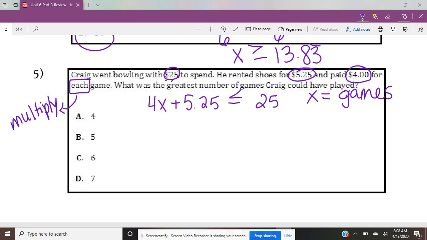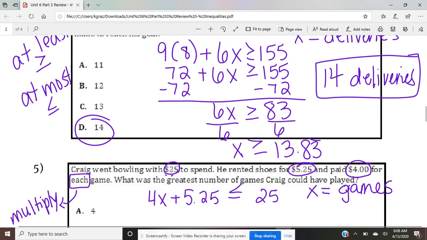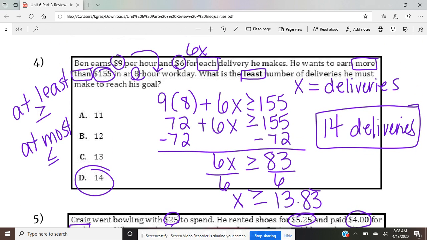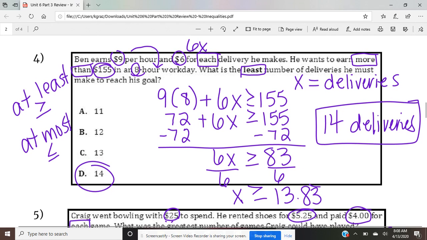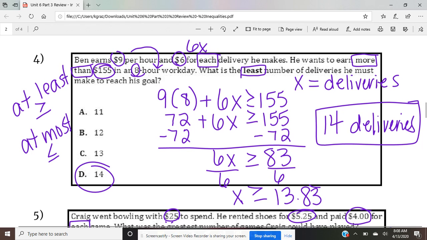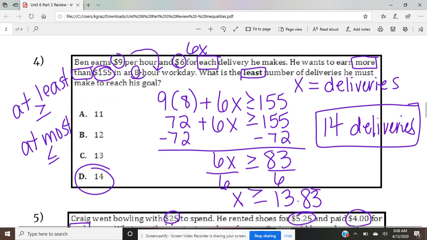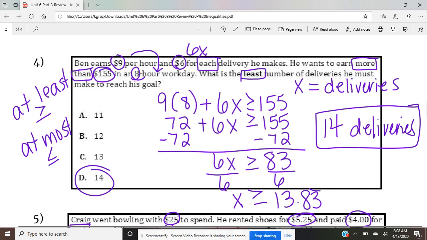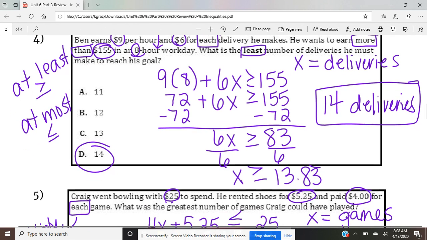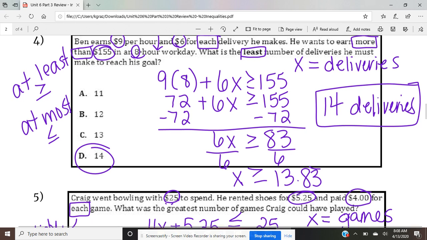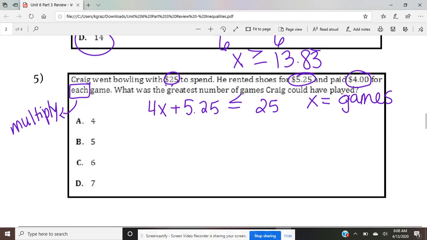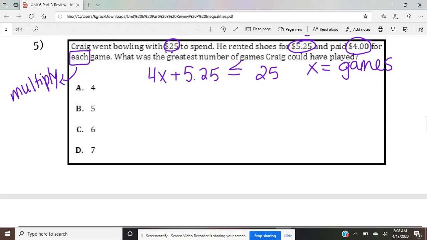So if we compare this, sorry to go back and forth, but if we compare this to the last question, Ben has a goal. He wants to make $155 at least, right? If you have a goal for money, if you make more money, that's okay. But if you make less money, that's not good, right? So we either need to reach it or exceed it, which means go over it, right? So greater than or equal to, that is going to be when I'm trying to raise money. When I'm spending money, I can't spend more than I have, right? So that's always going to be a less than or equal to.